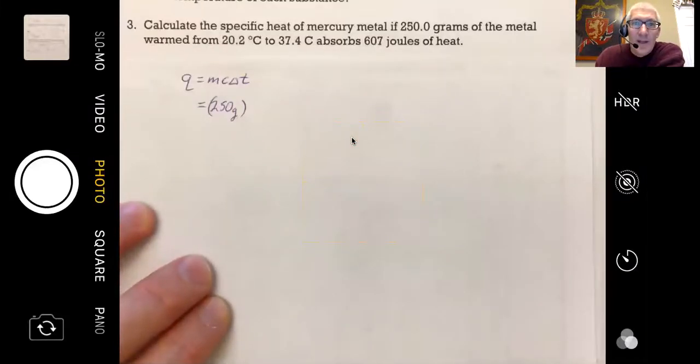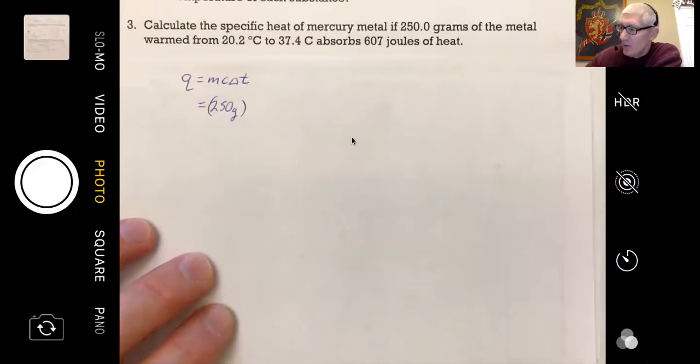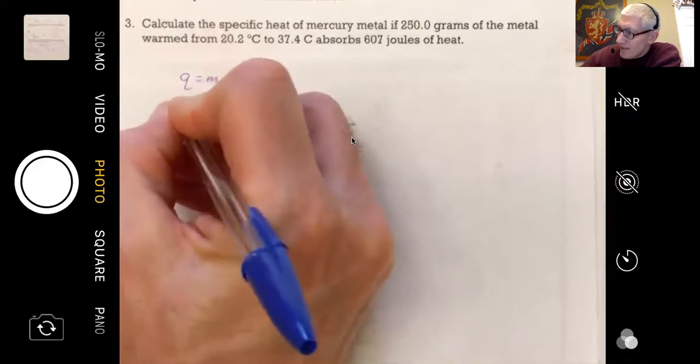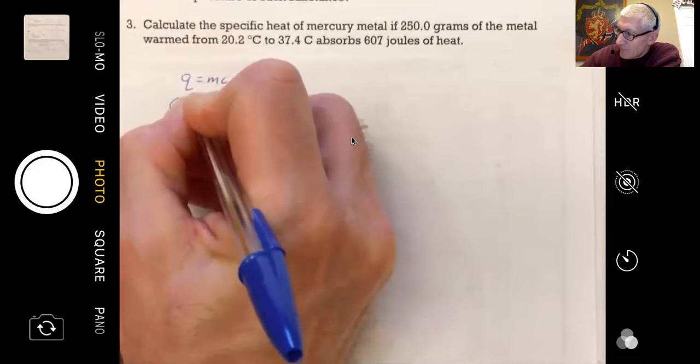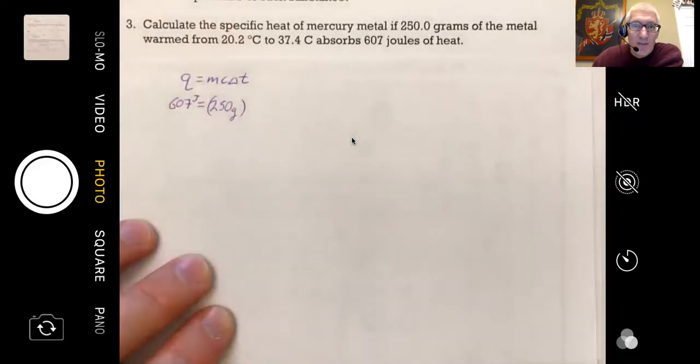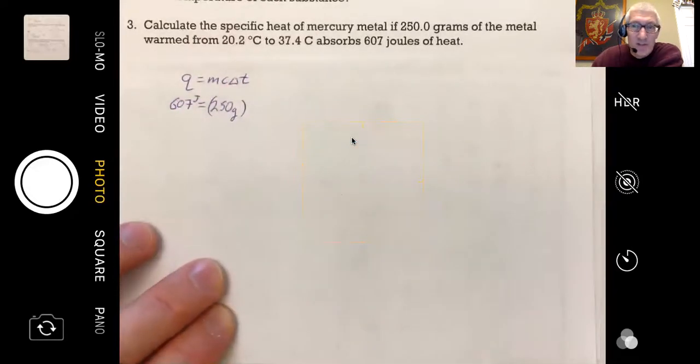We know that it is absorbing 607 joules of heat. So if it's absorbing heat, it makes sense that the temperature is going up. So that is a gain of energy. So it's 607 joules worth of heat, 607 joules worth of energy. Sorry for the autofocus there on my camera.